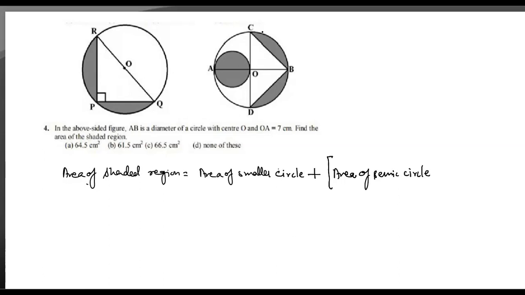Semicircle means the area of this bigger one, semicircle DCB, you can say, DCB, minus area of triangle DCB. So we will get the area of the shaded region.